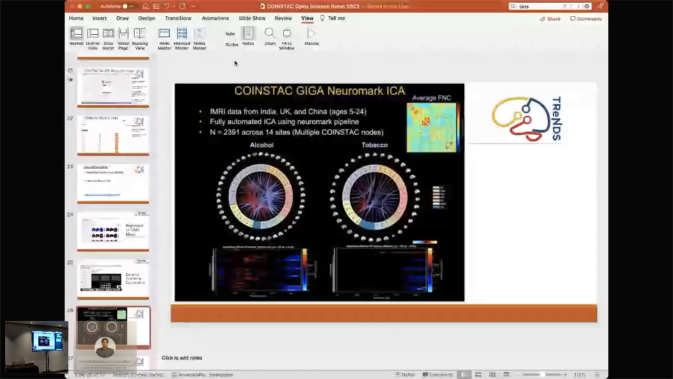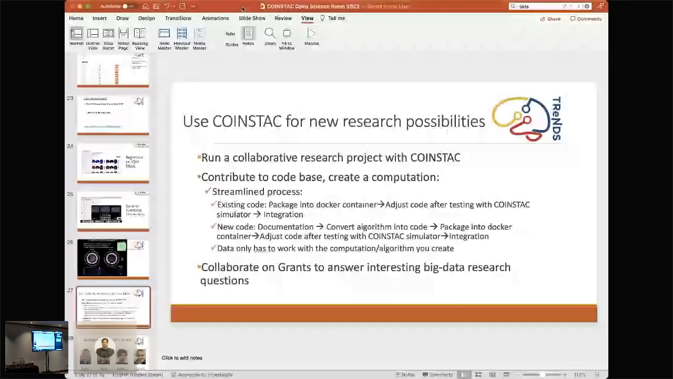There are multiple ways to contribute to COINSTAC, and these are some of the things that we are looking for. The first is for users to just be able to run a research project with COINSTAC. Like we have shown you, there are at least 15 different computations or algorithms available on COINSTAC right now. And it's live, so users are welcome to try them. And we would love to see how COINSTAC can answer interesting research questions in the future.